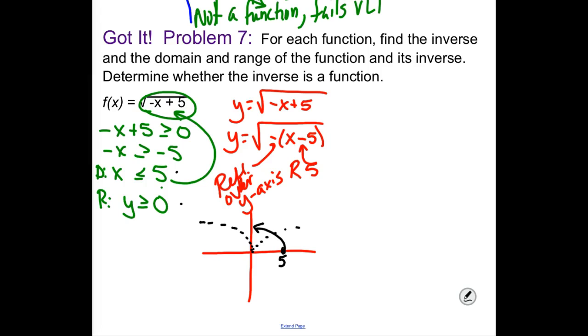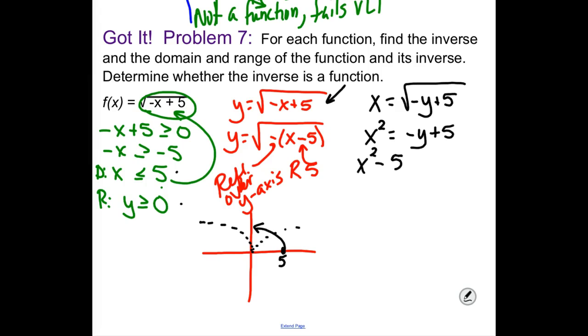Let's go ahead and find the inverse. We're going to switch our x and y's here, so we have x equals the square root of negative y plus 5. What do we do first? Square both sides. Somebody else. Subtract a 5. How do we get rid of the negative that's by that y? Divide everything by a negative. So this x squared becomes negative. The negative 5 becomes positive.